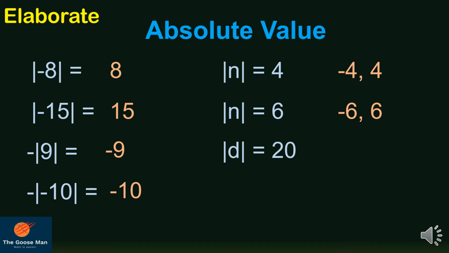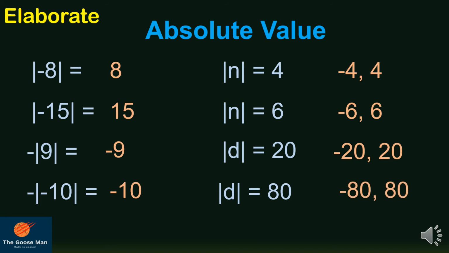What about absolute value of d is equal to 20? So the answers are negative 20 and 20. And finally, absolute value of d is equal to 80. So the answers are negative 80 and 80.